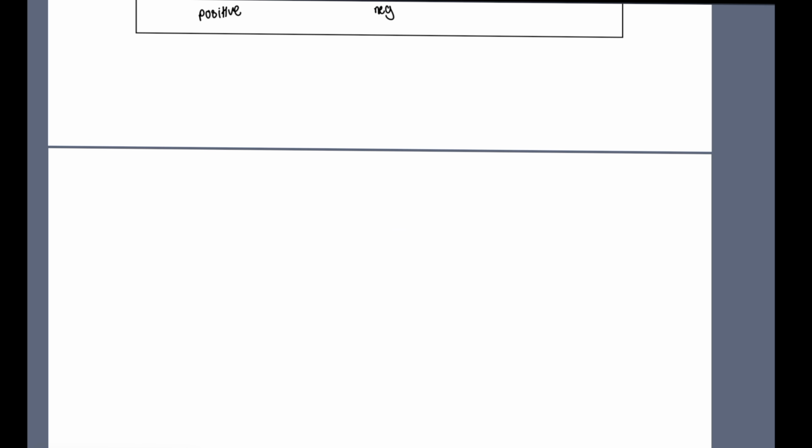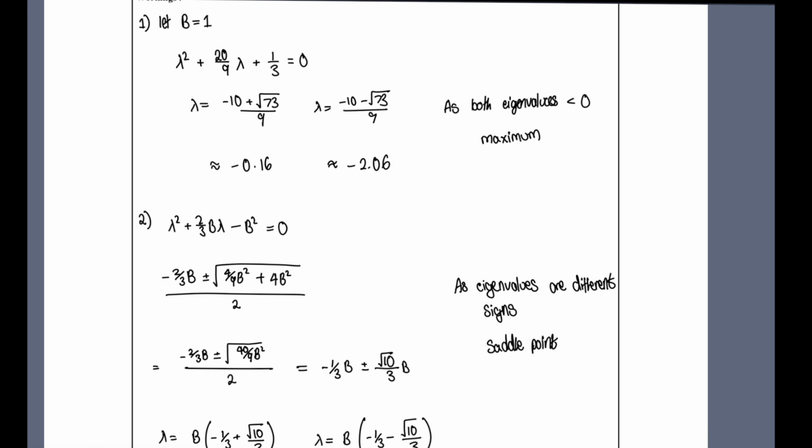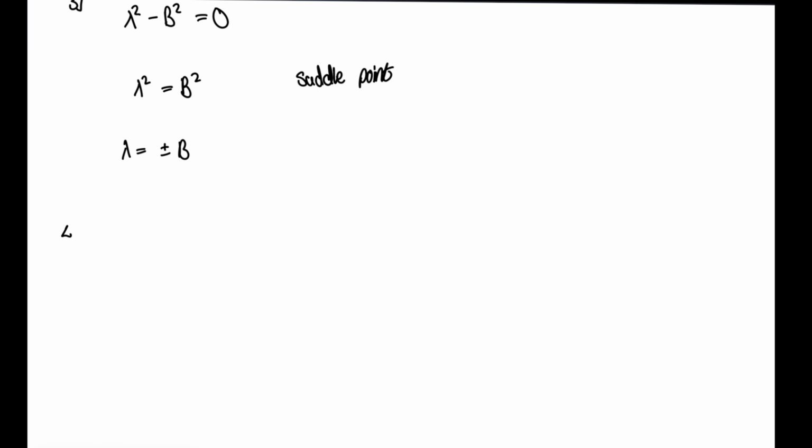Okay, if we do solution number 3, our characteristic equation was lambda squared minus b squared is equal to 0, which is nice and easy. We get lambda squared is equal to b squared, so lambda is equal to plus or minus b. For that same reason, we get this as a saddle point, as we have different signs for the eigenvalues.